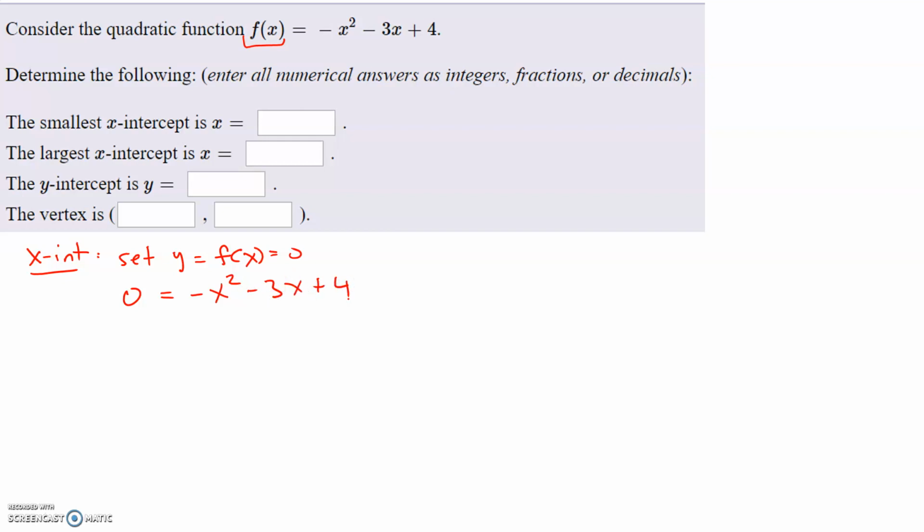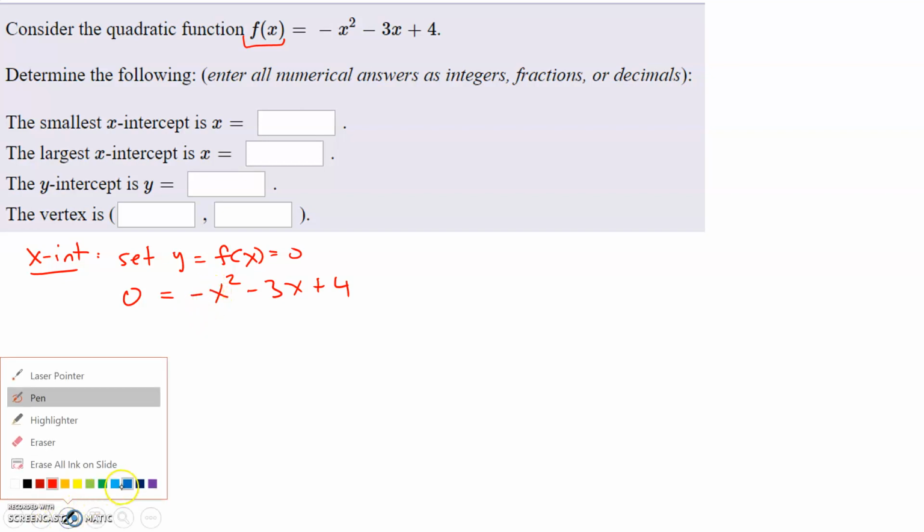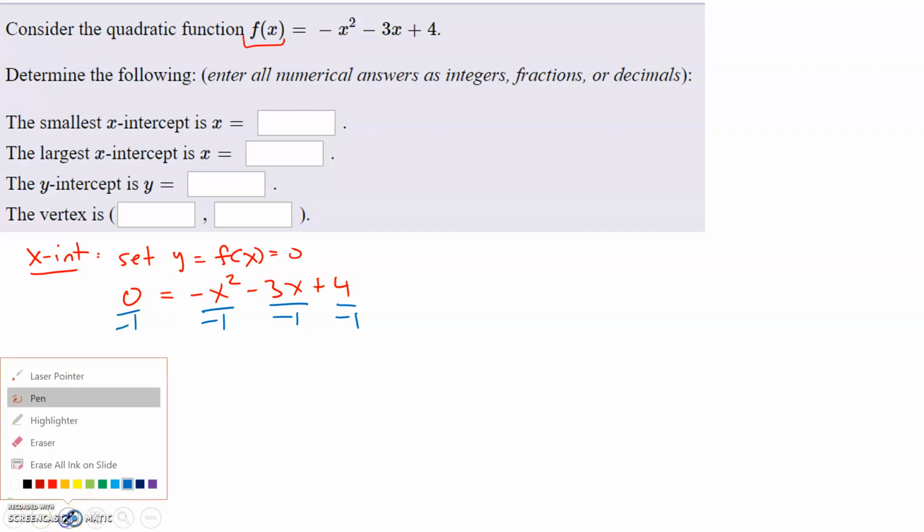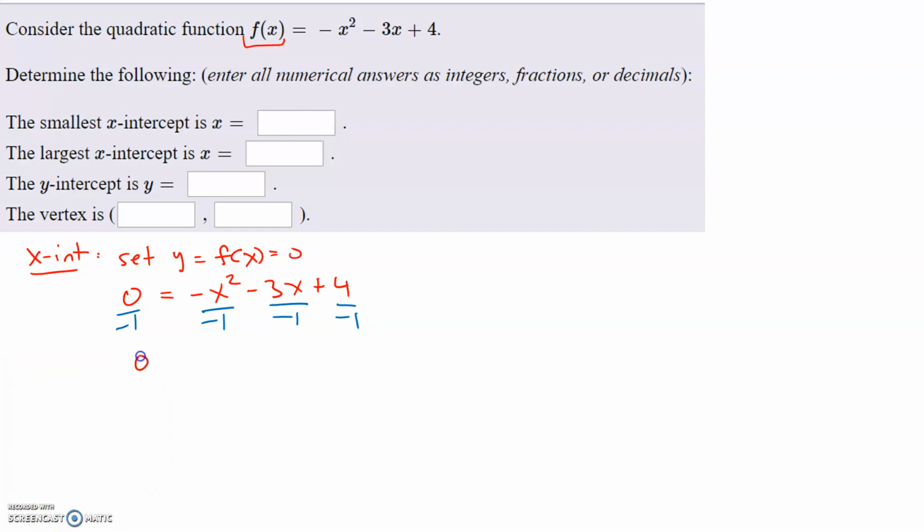Now recall that it's always helpful to have the leading coefficient, in this case the coefficient of the x squared, be a positive value. So the first thing I'm going to do is divide everything by negative 1. And we can only do this once we set this expression equal to 0. So once I divide everything by negative 1, here's what happens. I get 0 on the left side. Negative divided by negative is a positive x squared. Negative divided by negative is a positive 3x. Positive divided by negative is a negative 4.